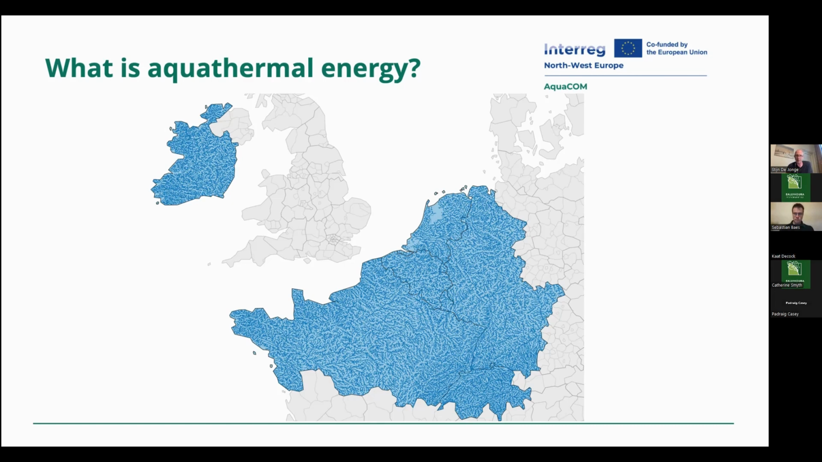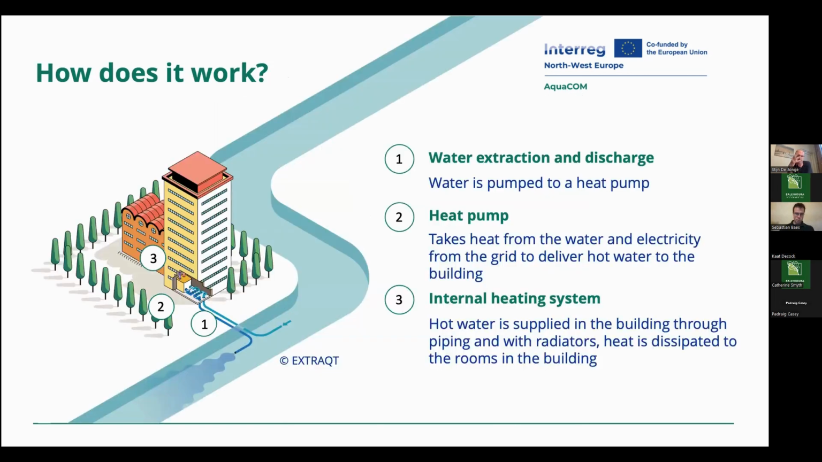If we say we are going to implement an aquathermal energy system, therefore we need three main parts. On one hand, and it's the most important part, we need something that can extract the energy from the surface water. That's the first part. The second part is that we need an installation that can elevate the temperature from the water body to a temperature level which is useful in heating applications.